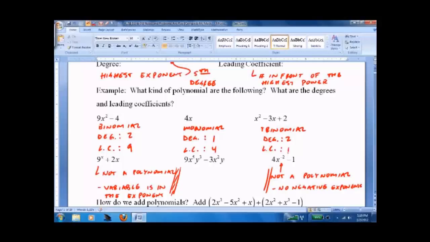This is a little bit of a new language. Why do we do it? You'll have to find out later. Normally we just say, okay, it's got a leading coefficient of this or degree of that. When we get into just working with quadratics, we'll talk about all second degree polynomials, things like that.